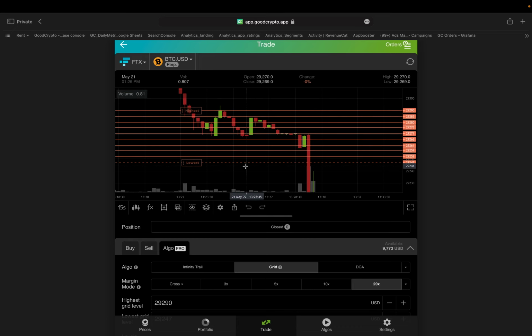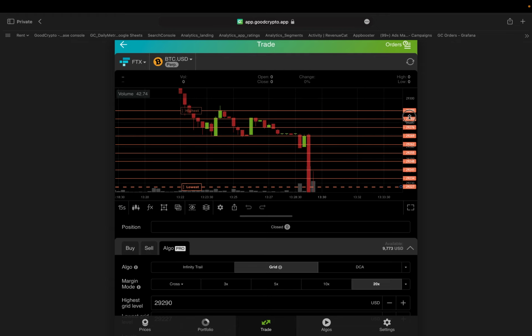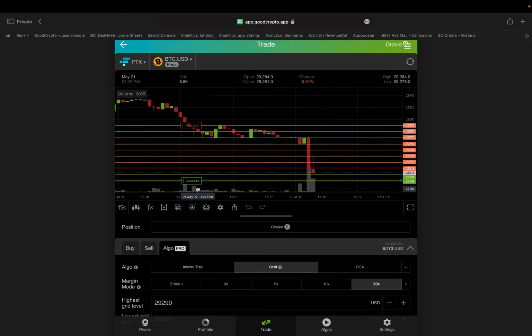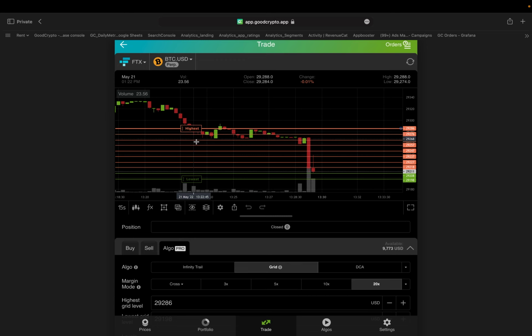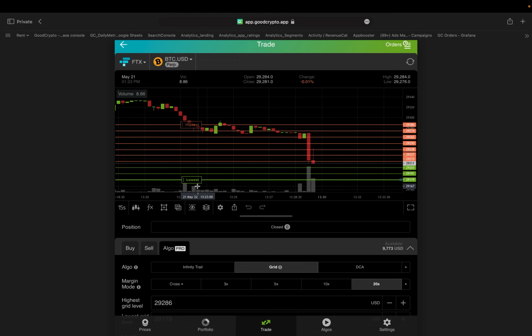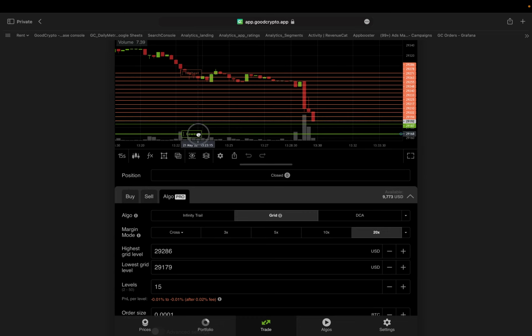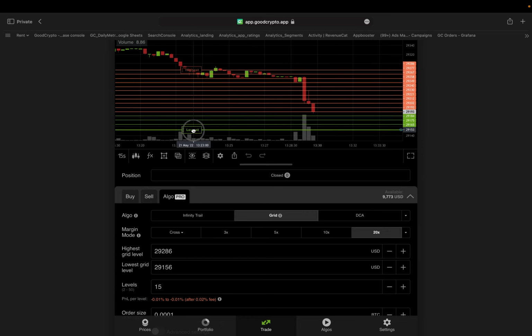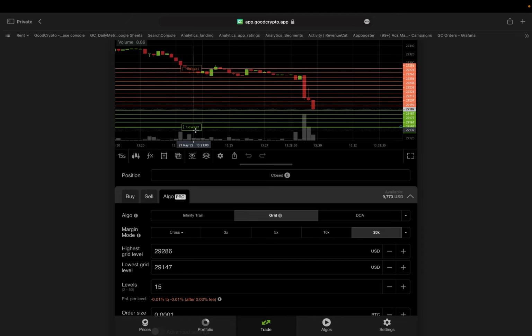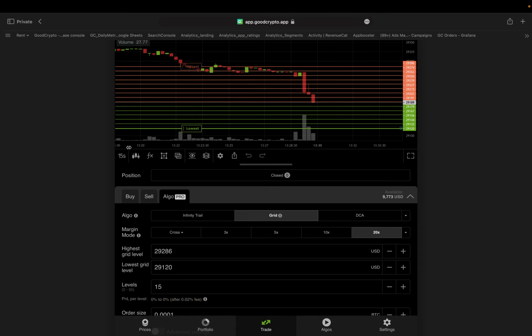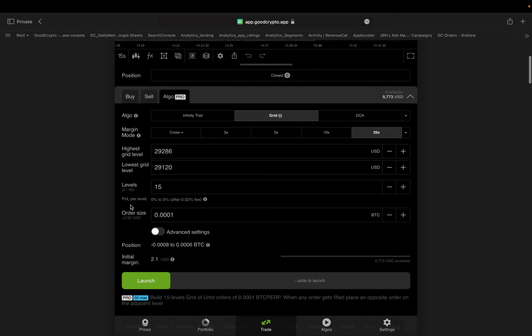Okay, the price jumped. Maybe I have to readjust. You can see the risk of the grid trading right here. That's exactly what the risk looks like, right? Okay, maybe to capture the price for sure, let me put 15 orders here. Okay, that's 15 orders now. Let me launch this grid, and we'll see live how it goes.